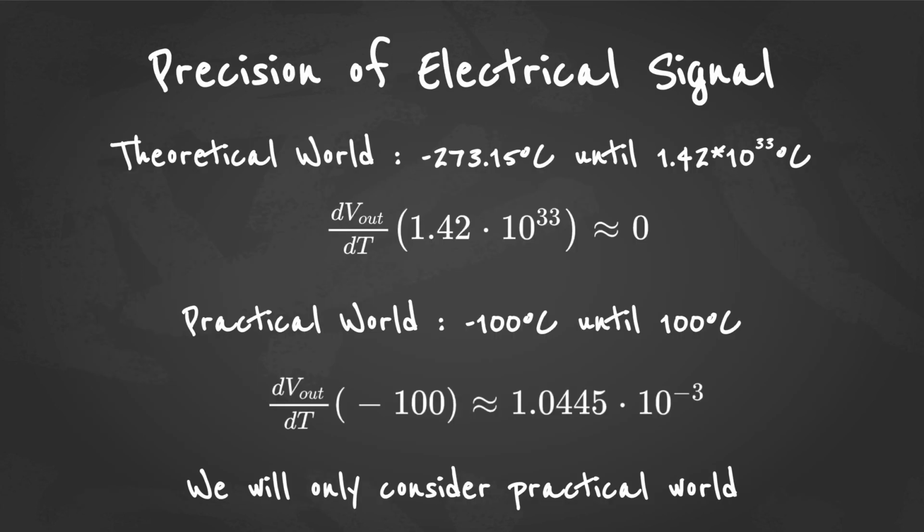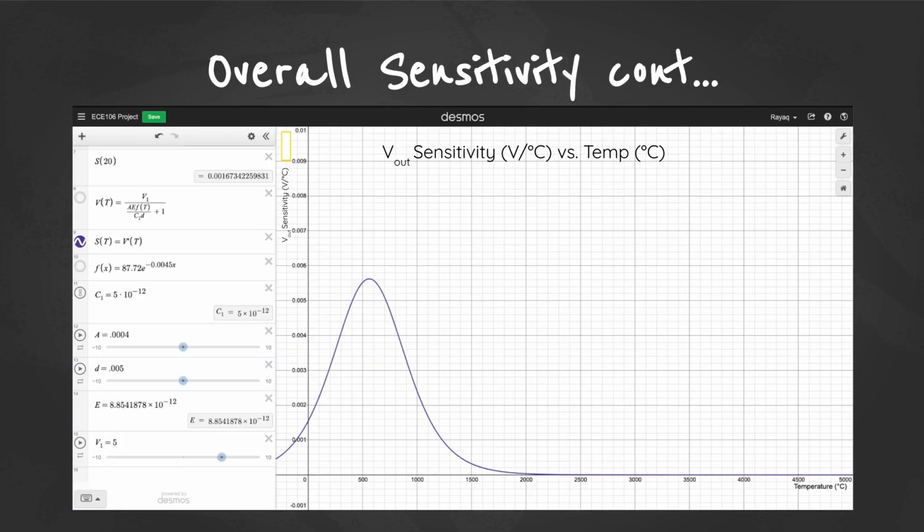However, moving forward, to measure the precision of the electrical signal, we have to consider two different worlds, the theoretical world and the practical world. In the theoretical world, the temperature can vary from negative 273.15 degrees Celsius all the way until 1.42 times 10 to the power of 33 degrees Celsius. This means our rate of change of our electrical signal with respect to temperature, evaluated at 1.42 times 10 to the power of 33, is approximately 0, as we can see in our graph for sensitivity. It is going to approach 0 the further and further you go out.